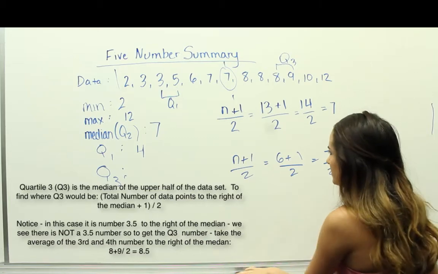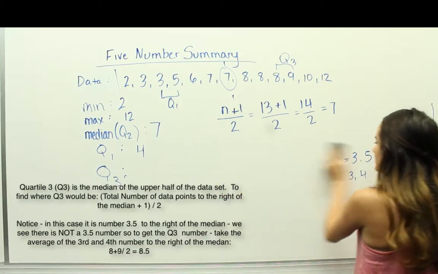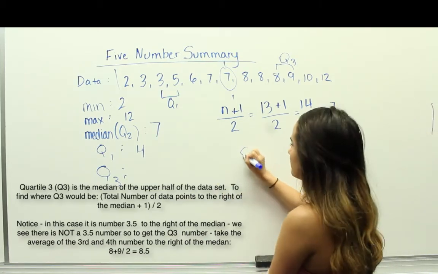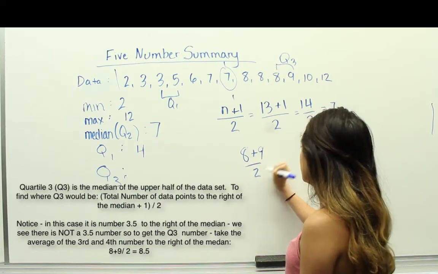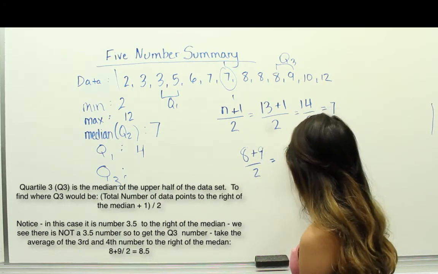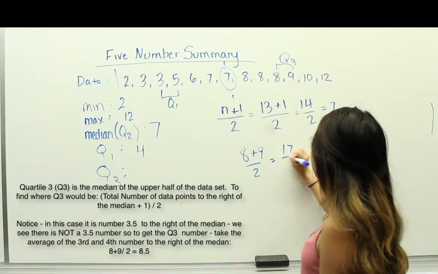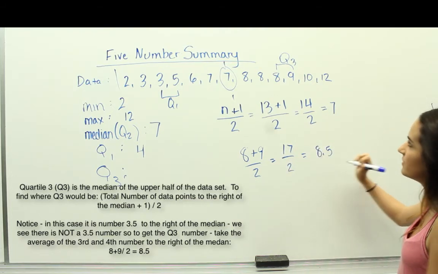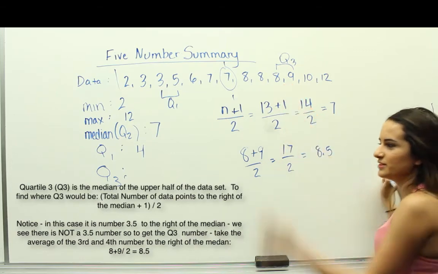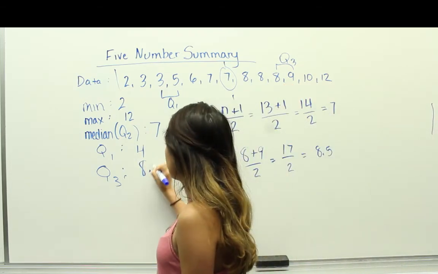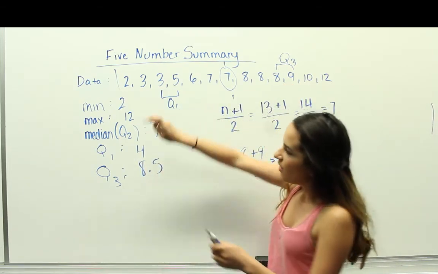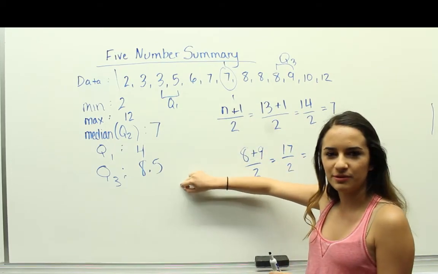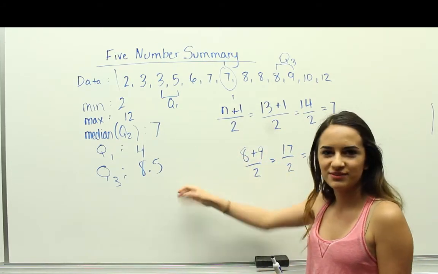So to solve for that, again, we're just going to take the average. So 8 plus 9 divided by 2 is equal to 17 divided by 2, which equals 8.5, which is the number in between those. So quartile 3 would be 8.5. And now all 5 of these numbers is what we would call the 5-number summary.